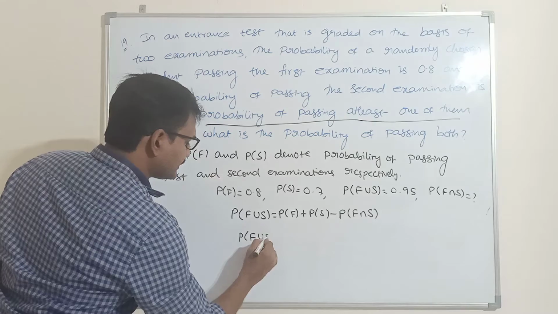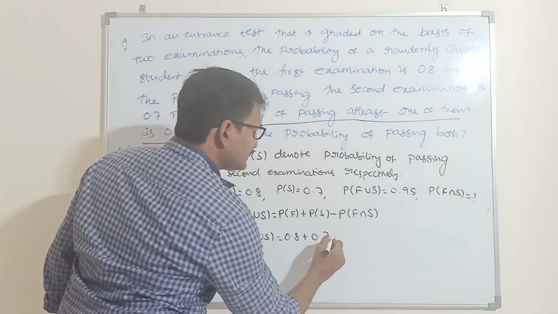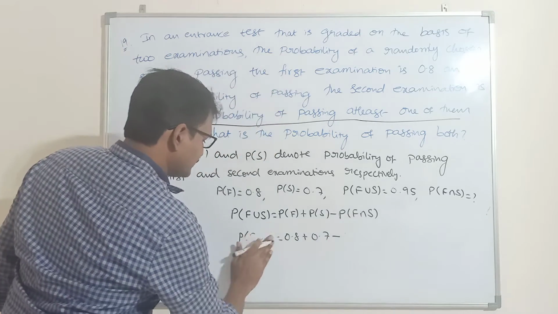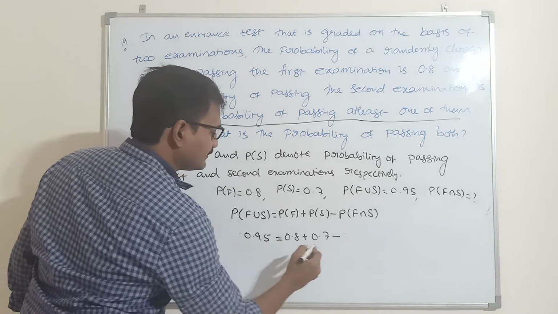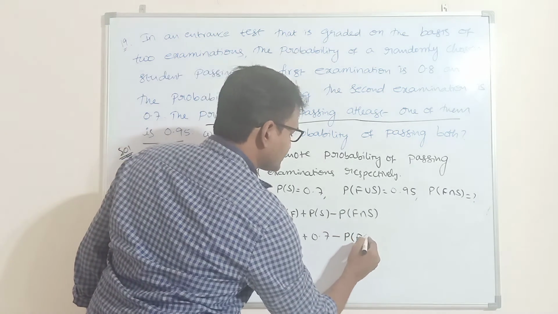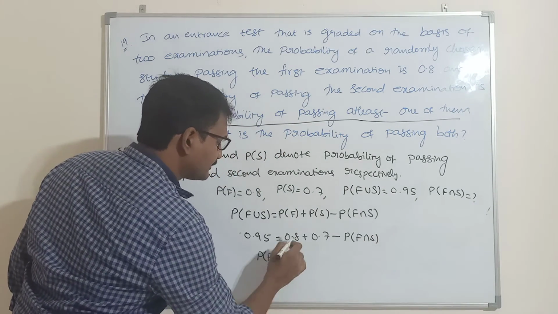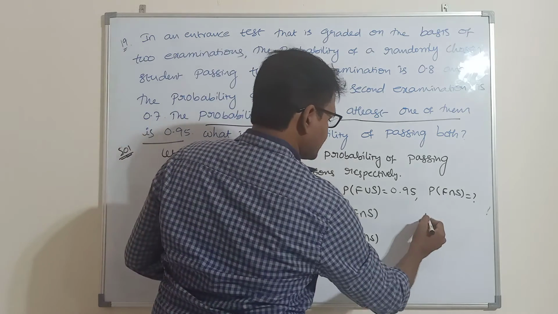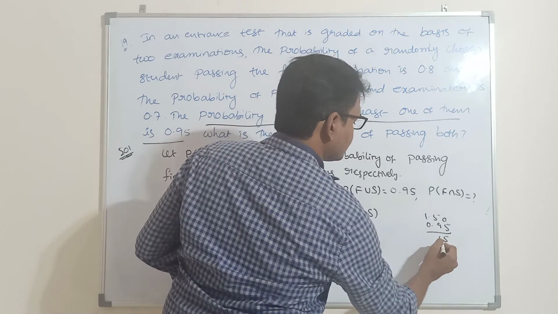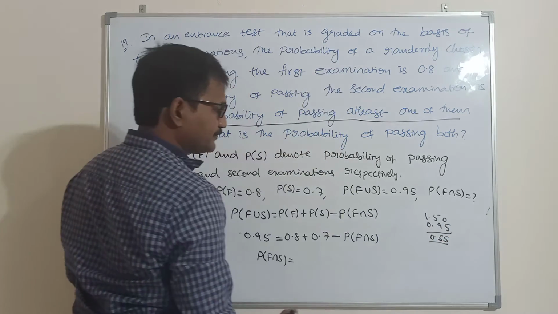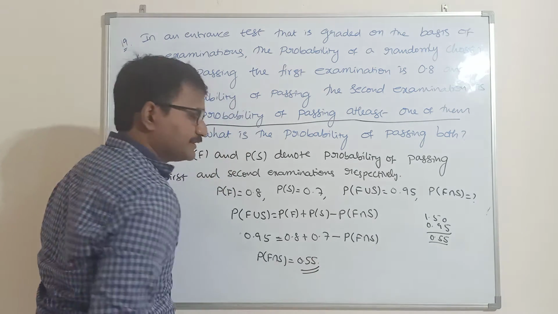P of F union S is equal to P of F, which is 0.8, plus 0.7 minus, this is given, 0.95. P of F intersection S is equal to how much? So P of F intersection S is equal to 1.5 minus 0.95. So the answer is 0.55.